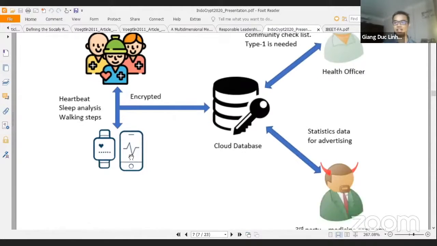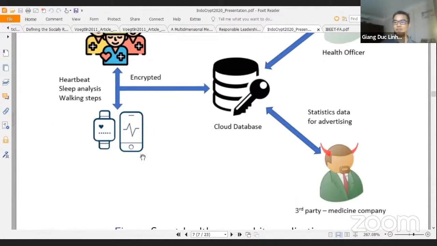In another scenario, some medicine company wants to develop a new medicine. Then they want to access that cloud database too. And if they have the trapdoor for only Type 1, then they can compare and get all the information from all the users. In that case, if we have Type 2 or Type 3, then we enhance the privacy protection further.